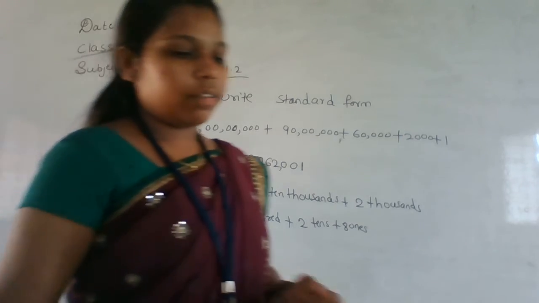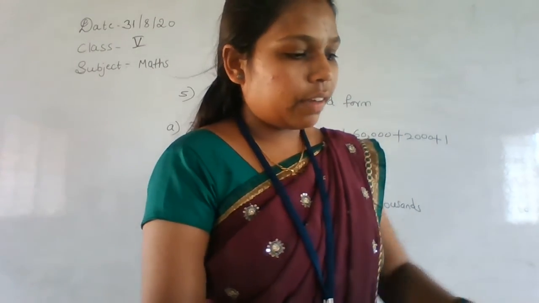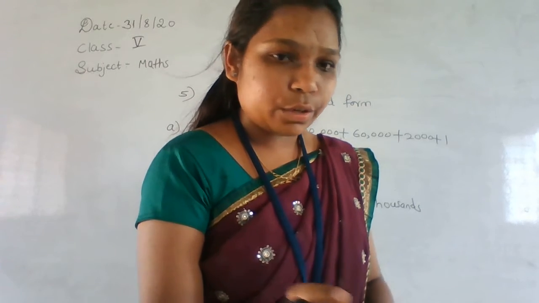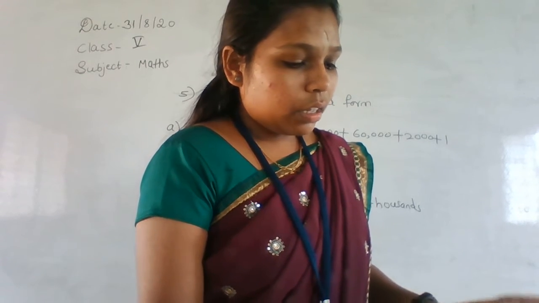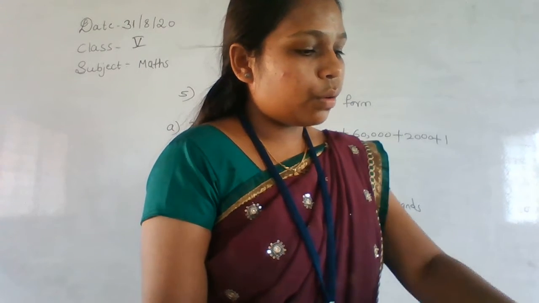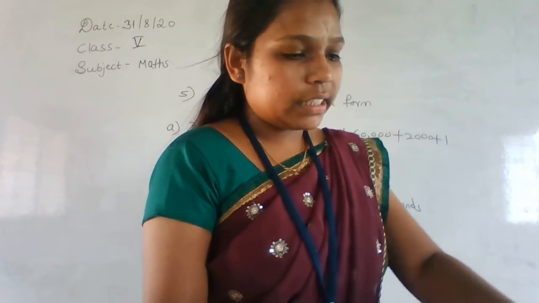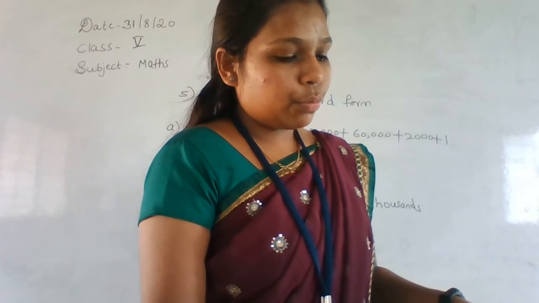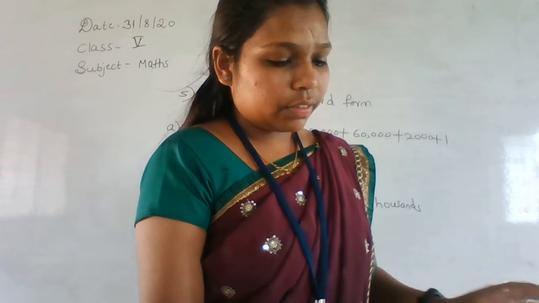Is everyone getting it? Okay. We'll go for the next. We completed exercise number 1.2 now. So next is the international place value chart. Okay. What is there in the international system of enumeration? We'll study that now.